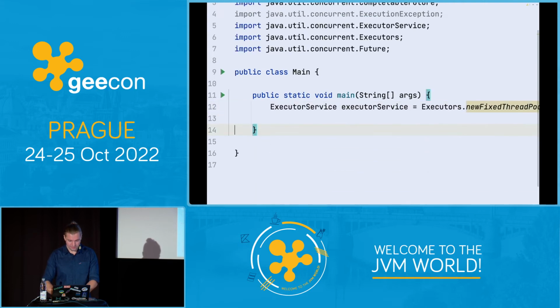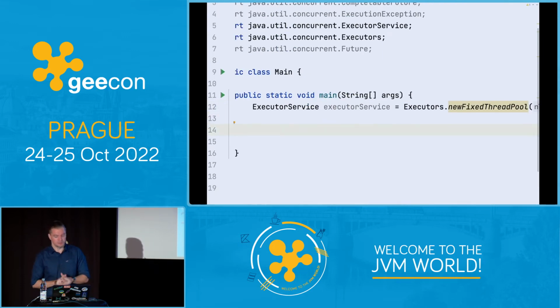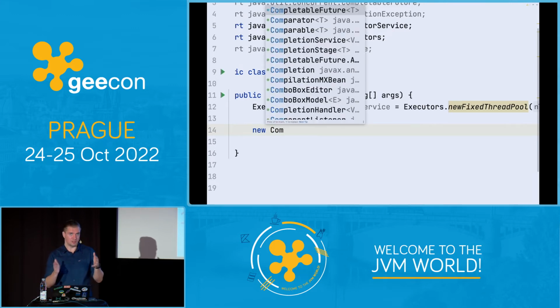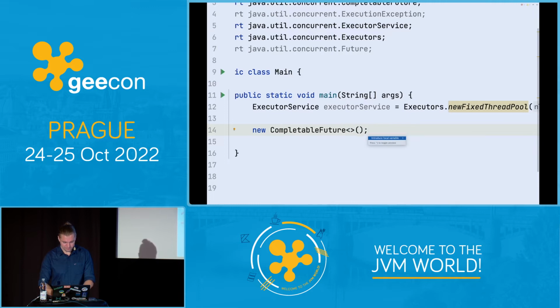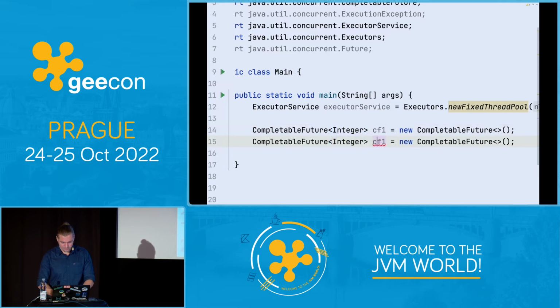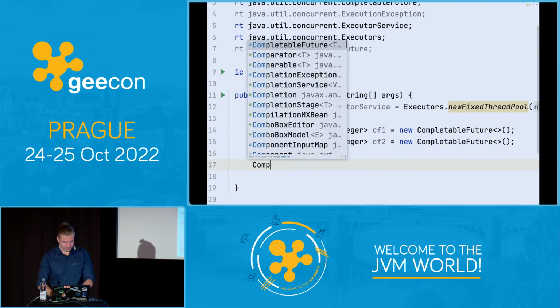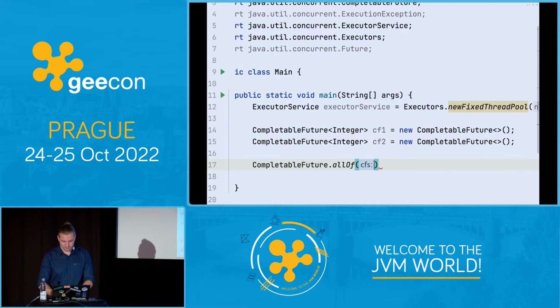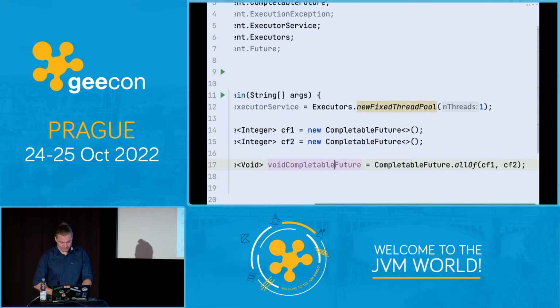So let's see how that could work. As you can imagine, CompletableFuture allOf is used for waiting for all the futures to complete. So let's create one future. Let's create a second one. And we can go allOf CF1, CF2. And that allows us to wait for, as the name suggests, all the futures to complete. So let's have a look at the result.